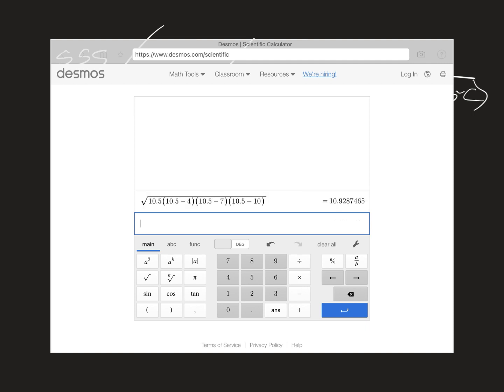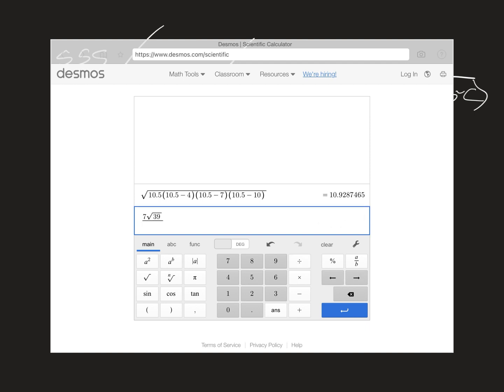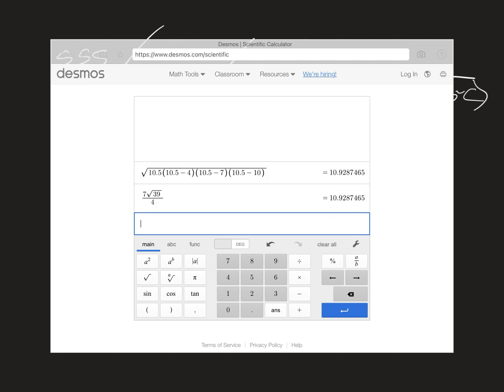10.92. Now the answer we got earlier, 7 times the square root of 39, all divided by 4. Turns out that's equal to exactly the same thing. So sometimes you can simplify them exactly. Most of the time with Heron's formula, it's good just to pop it in a calculator and get the solution.